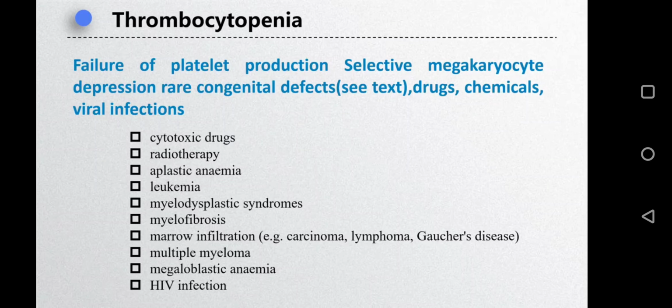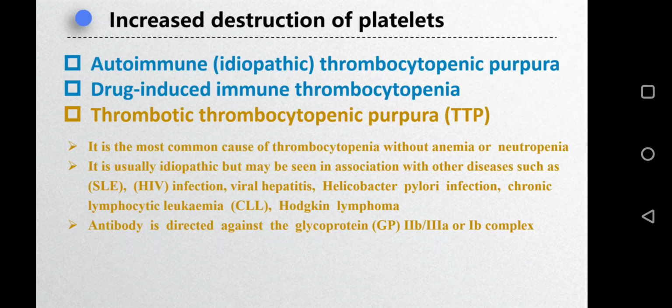Thrombocytopenia is seen in a variety of diseases, including the acute leukemia we have discussed before. Increased destruction of platelets occurs in ITP, drug-induced thrombocytopenia, and TTP. Idiopathic thrombocytopenic purpura is the most common cause of thrombocytopenia without anemia or neutropenia. It is usually idiopathic but may be seen in association with other diseases such as SLE, HIV infection, and hepatitis.